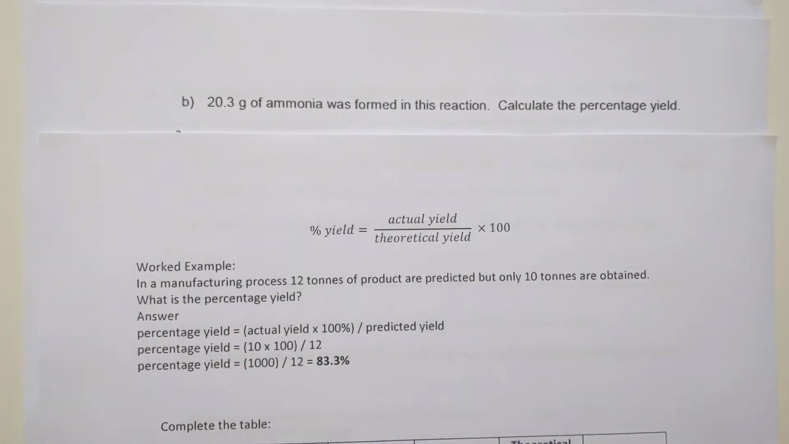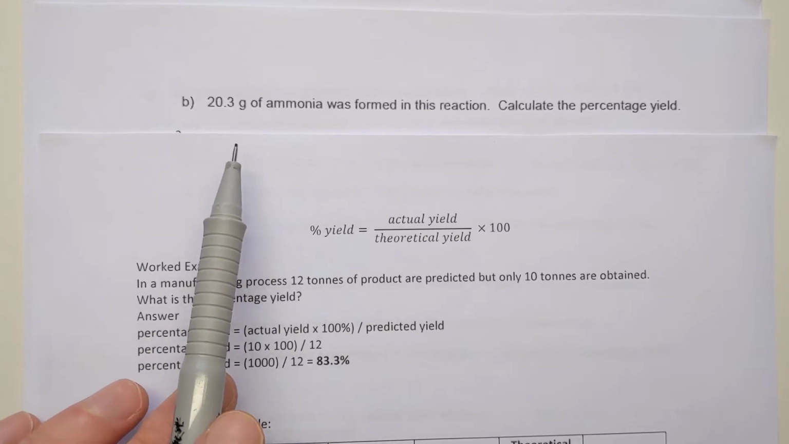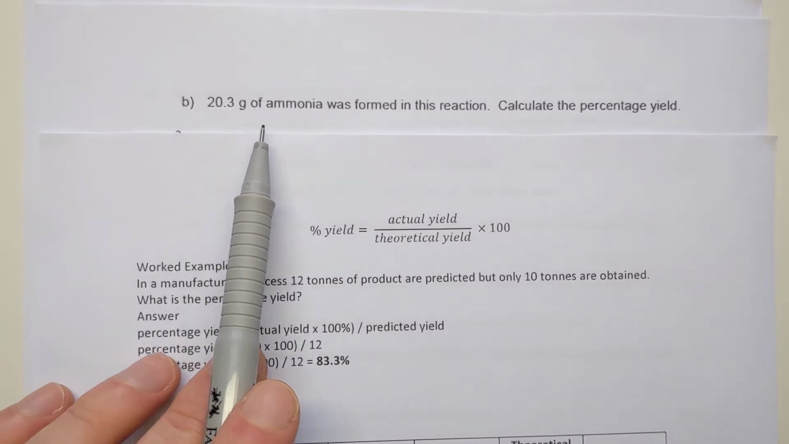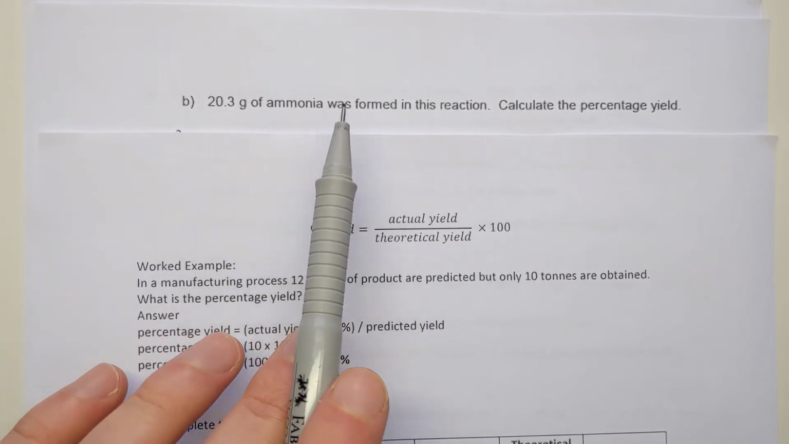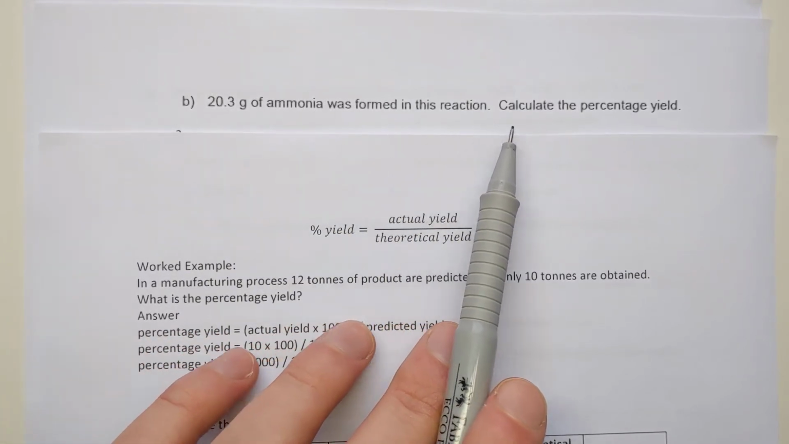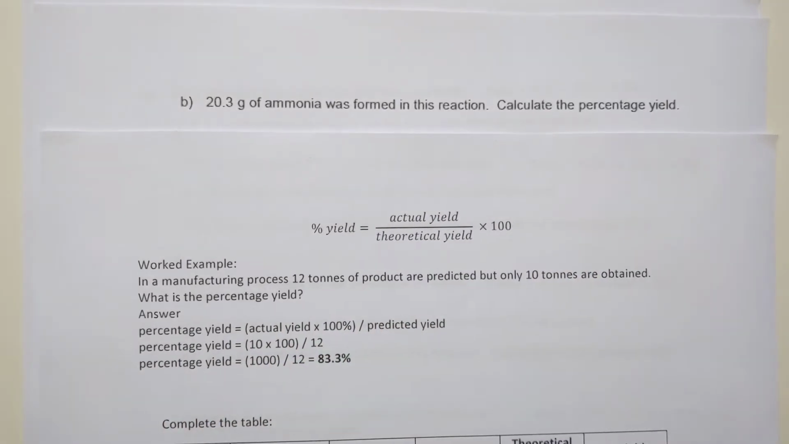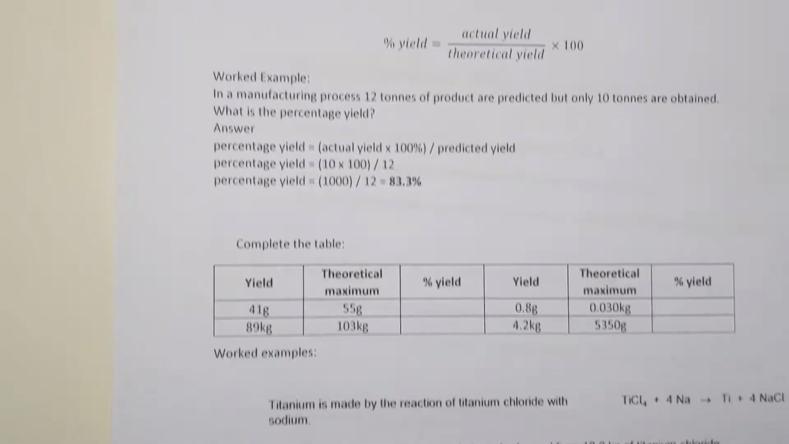Once you've got your calculation for how much ammonia you should have got, theoretically, it'll give you in part B the actual yield of ammonia. So it tells you here that 20.3 grams of ammonia was actually formed in this reaction. With that number, calculate percentage yield. So I'll run you through both parts here.